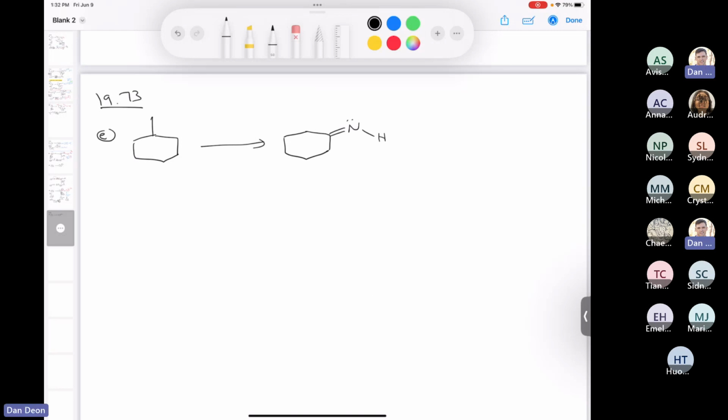So can anybody remember the name of this functional group here? This guy? It's an imine. Thanks, Tiana. Exactly. It's not an enamine. This one's an imine or Schiff base. Yes, either one. Right, the Schiff base.